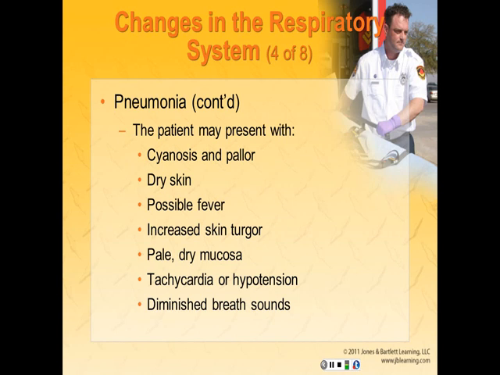The patient with pneumonia may present with cyanosis and pallor, dry skin, possible fever, decreased skin turgor, pale dry mucosa, a furrowed tongue, tachycardia, hypotension, and diminished breath sounds with wheezing, rales, or rhonchi. The patient should be treated with airway, ventilatory, and circulatory support.